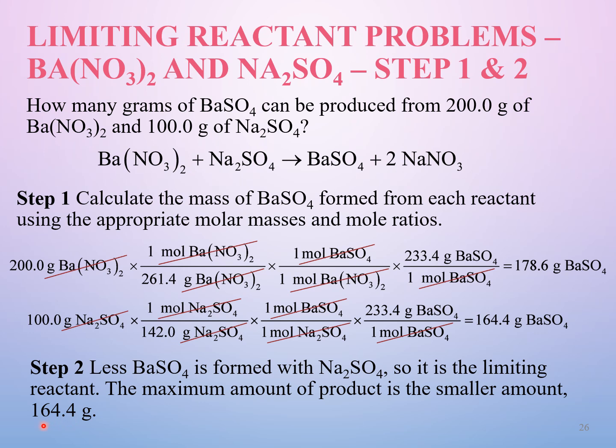You will find what is left over there. But again, all you have to do in this question is find the theoretical yield. In this case it is 164.4, because sodium sulfate is my limiting reactant and barium nitrate is my excess reactant.